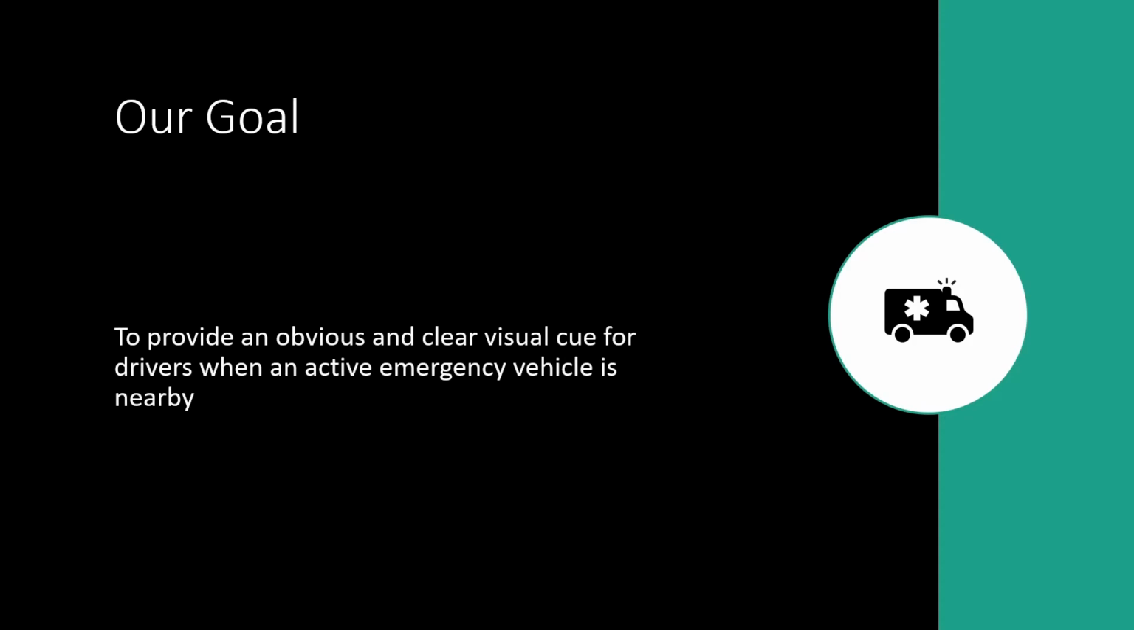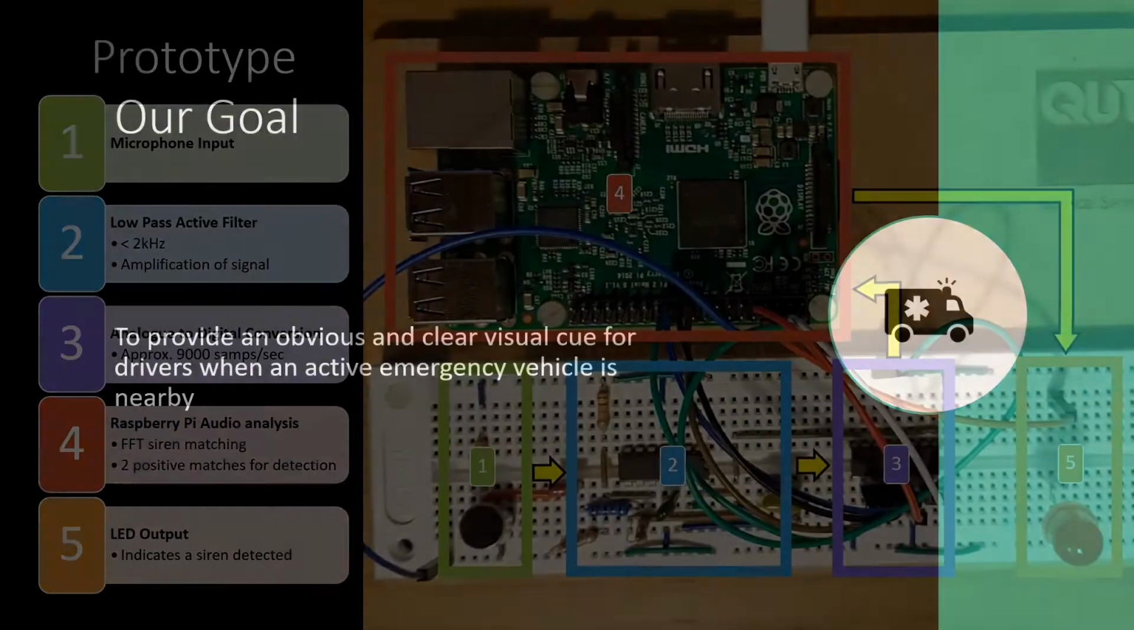Our solution is to provide an obvious and clear visual cue for drivers when an active emergency vehicle is nearby. We achieve this through the use of an LED indicator for the active emergency vehicle. I'll now hand you over to Gil, who'll talk more about our prototype design.